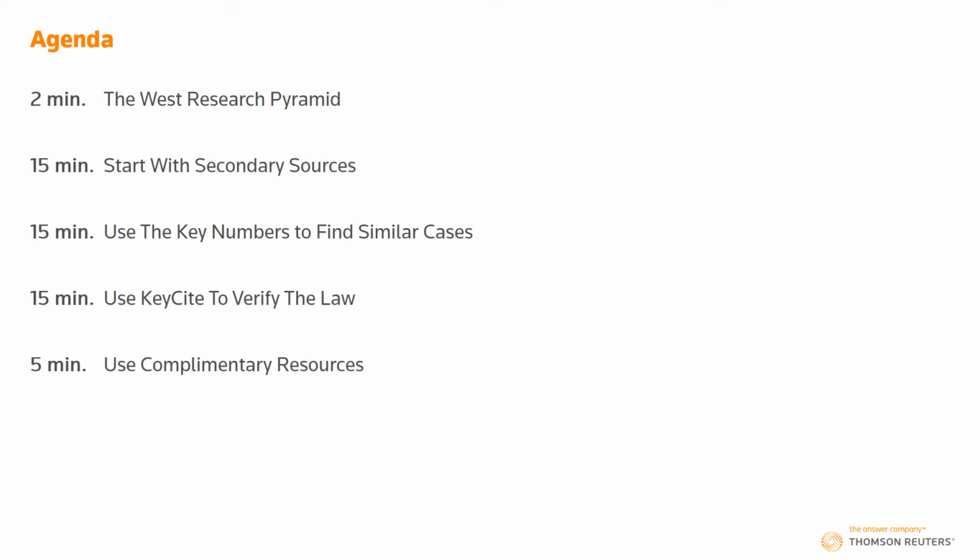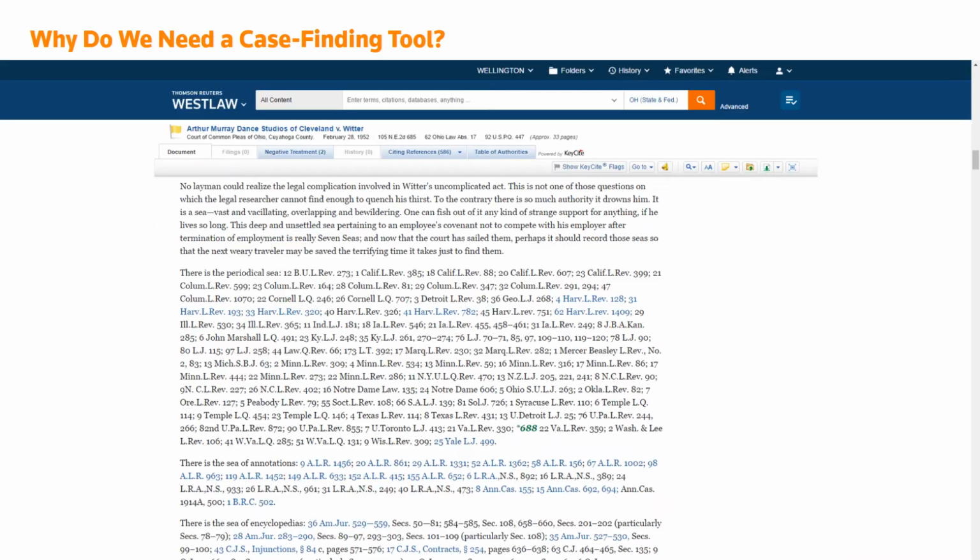Now that that brief recap is over, we're going to cover the West Research Pyramid, secondary sources, key numbers, KeyCite, and a few complementary resources. So the goal of this exercise is to give your professor, or in real life, the judge, controlling authority in the form of a perfect case. And why do we start with a case?